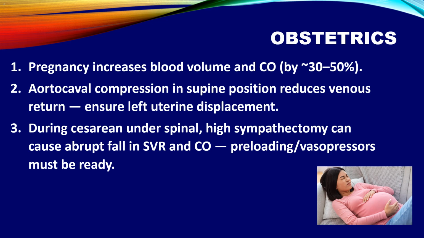In the supine position, aortocaval compression can occur, reducing venous return and potentially compromising cardiac output. Ensuring left uterine displacement can help mitigate this effect. 3. High sympathectomy during cesarean. During cesarean section under spinal anesthesia, high sympathectomy can cause a sudden drop in systemic vascular resistance (SVR) and cardiac output. Preloading and vasopressors should be readily available to manage this potential complication. Understanding these physiological changes and potential complications is essential for managing pregnant patients undergoing surgery.